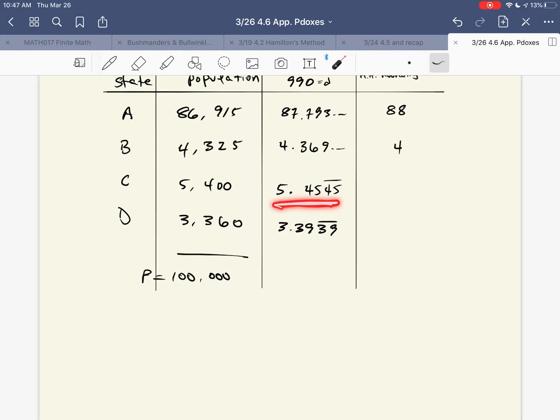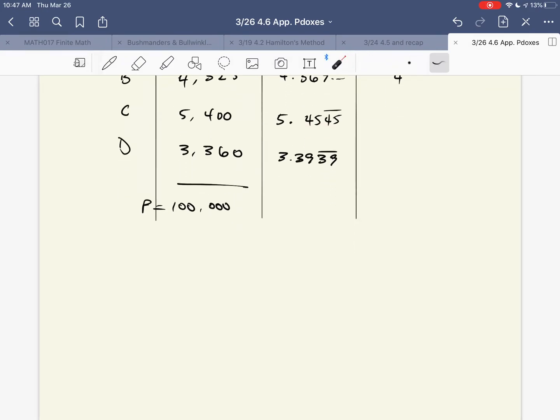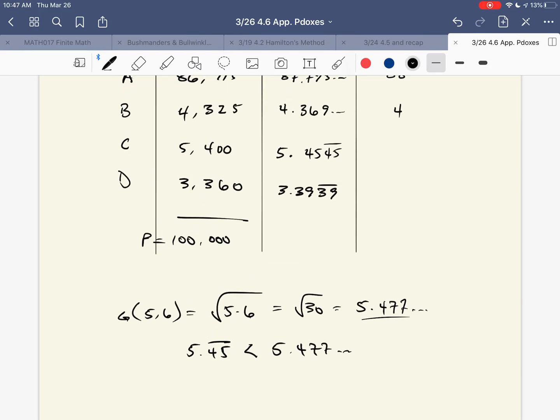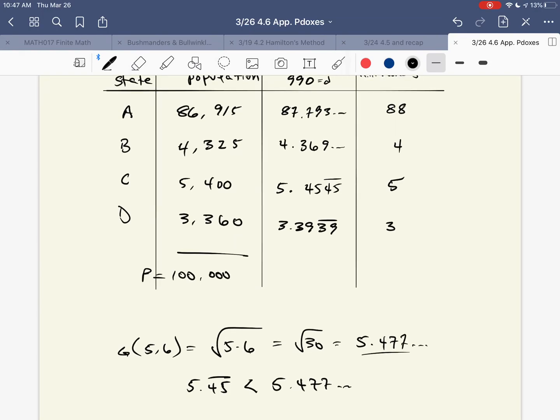Now we really should check to see is this one bigger or less than the geometric mean. Well, the geometric mean of 5 and 6 is the square root of 5 times 6, square root of 30. And I calculated that one out. That's about 5.477 something else. And so, since 5.45 repeating is less than 5.477 something, we're going to round this down. So this will get rounded down to 5, and this will get rounded down to 3.